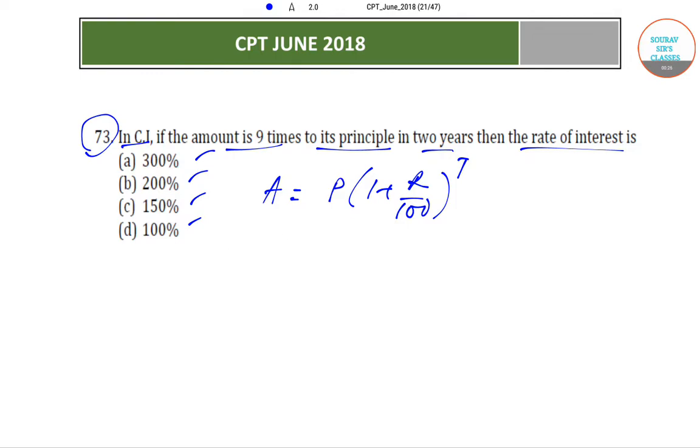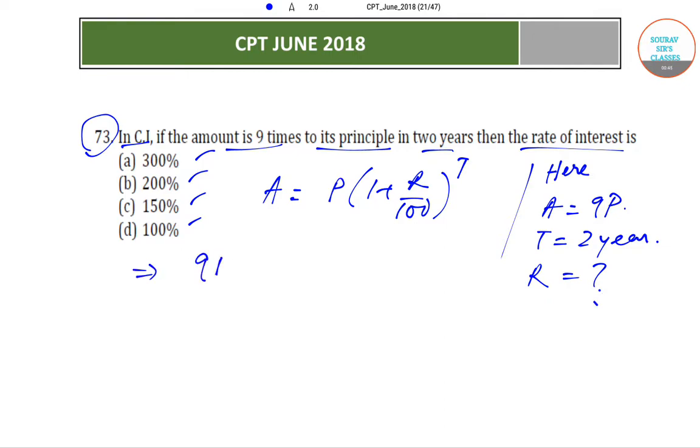So now here the amount is 9 times the principal. Time is 2 years and the rate of interest is unknown, and this is what we need to find out. So that implies now A is equal to 9P. 9P is equal to P into 1 plus R by 100 to the power of 2.